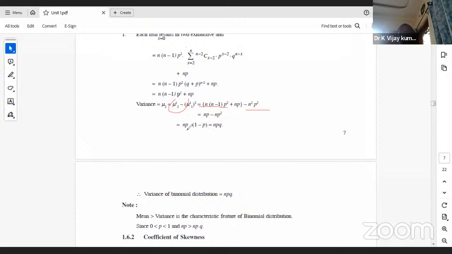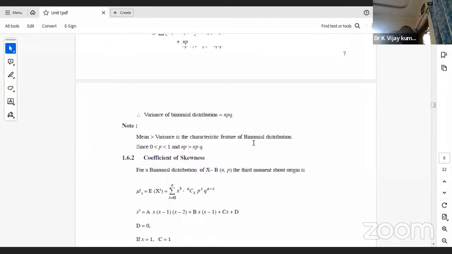Here np is common, so np times 1 minus p. Since p plus q is equal to 1, therefore 1 minus p is equal to q. Therefore the variance is npq. So the variance of the binomial distribution is npq.